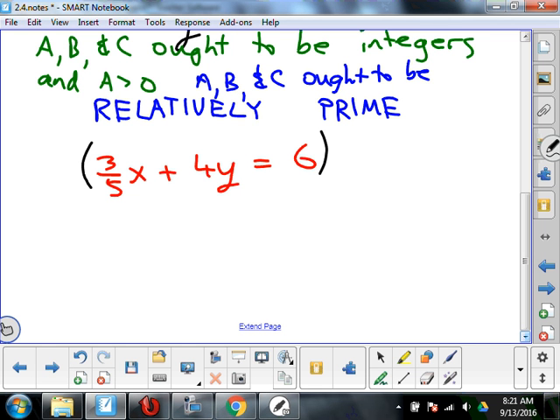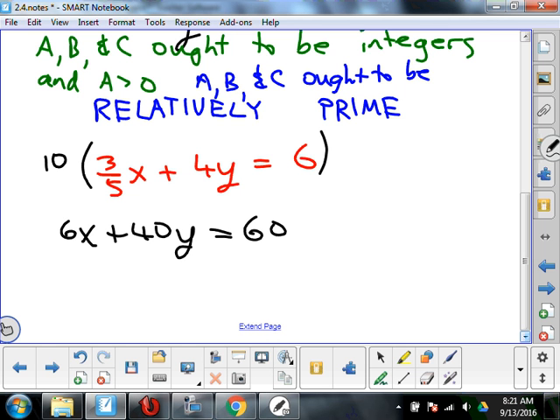By 5/3? If I multiply by 5/3, it's going to make a fraction coefficient for my y term. Just multiply by 5? Let me multiply by 10. I'm going to multiply by 10. So that's going to make that 6x plus 40y equals 60.